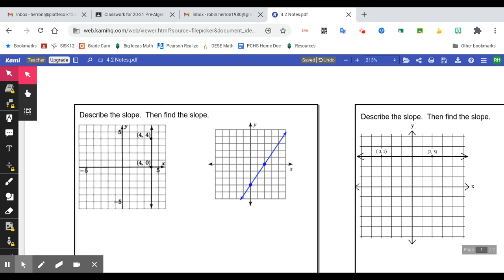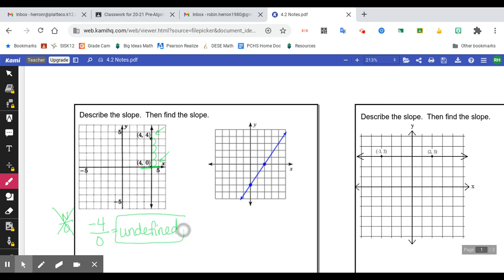So for the next one, we've already done one like this. So we have, starting at the top and going down. I'm going to go down 1, 2, 3, 4. So down 4, but I can't go left or right. So that's a 0. Again, this would be a number over 0, which is a no. That means our slope is undefined. And that's all you have to write, undefined. Okay?